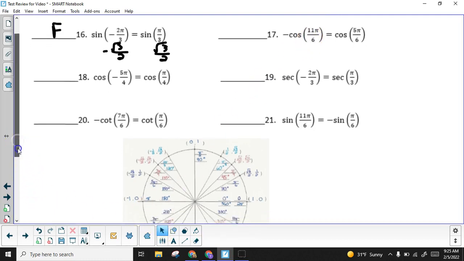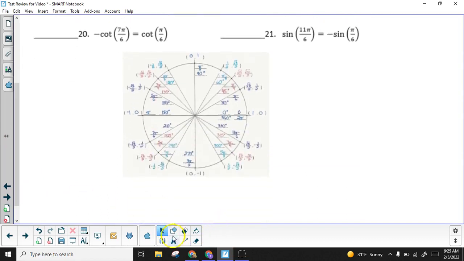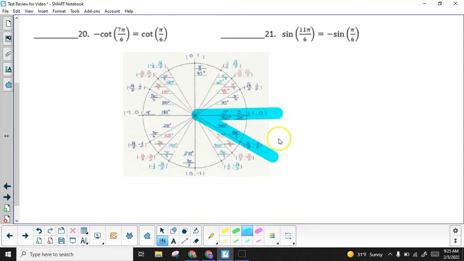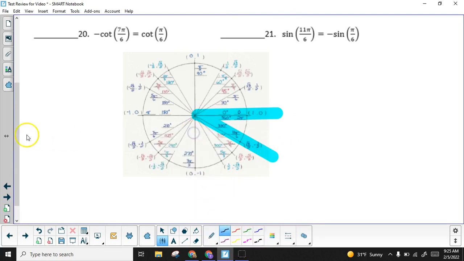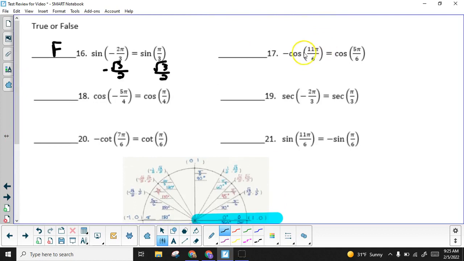Okay, so cosine of 11 pi over 6. Let's find 11 pi over 6 on our unit circle. 11 pi over 6, it's down here. Our cosine value is root 3 over 2. Okay, so the cosine of 11 pi over 6 is square root of 3 over 2, but then don't forget this is saying we're going to take the opposite sign. So my left side has a value of negative square root of 3 over 2.